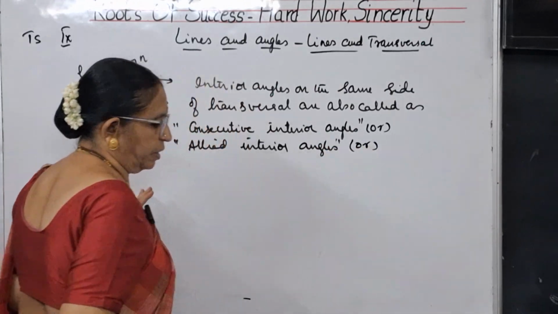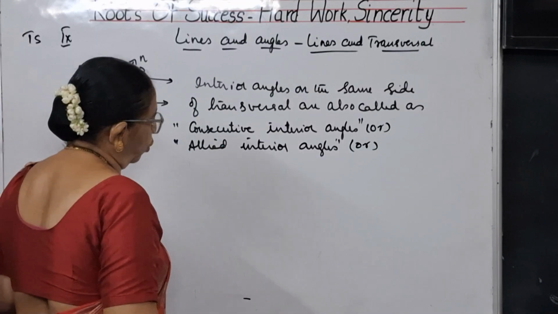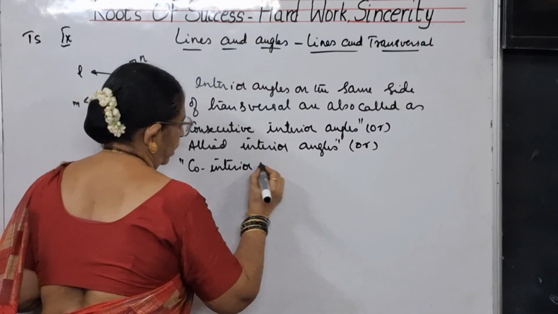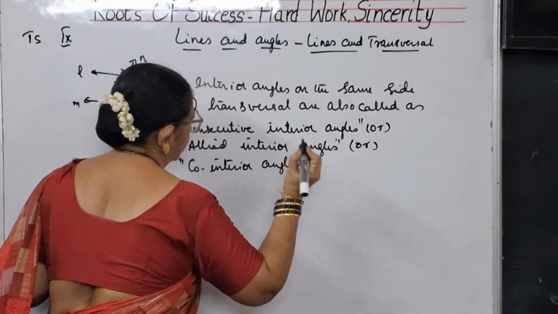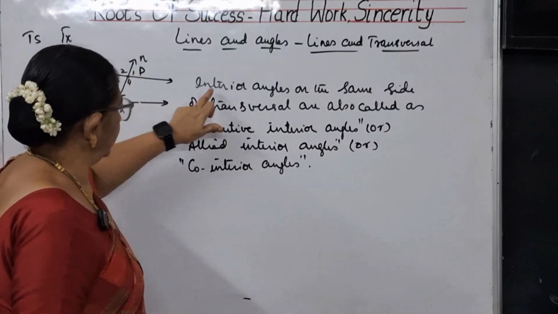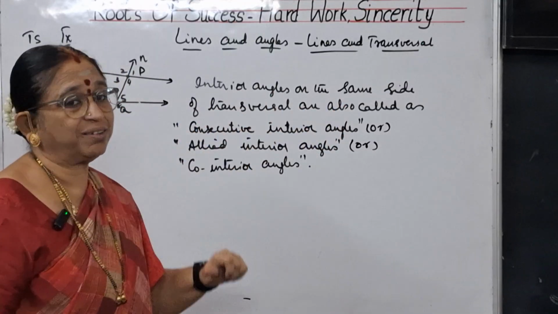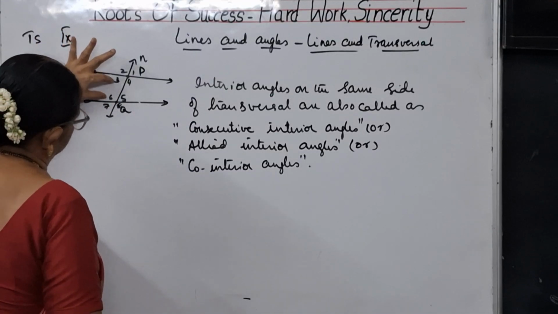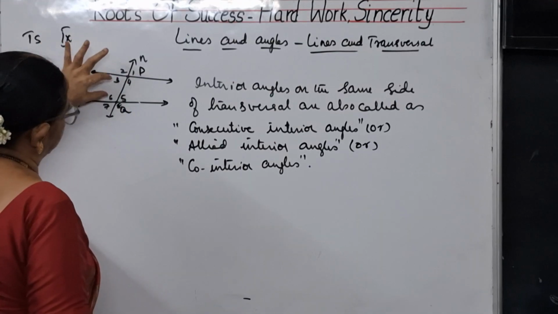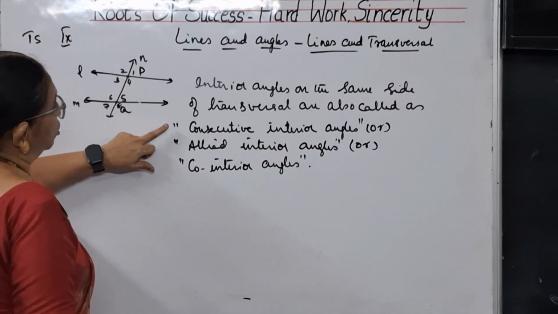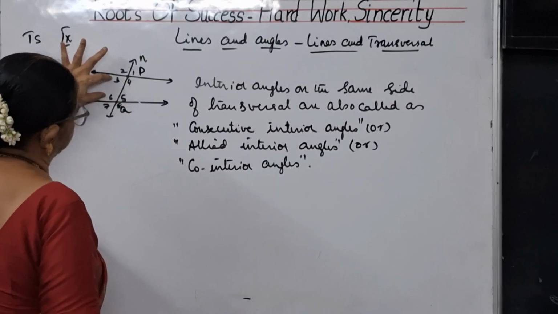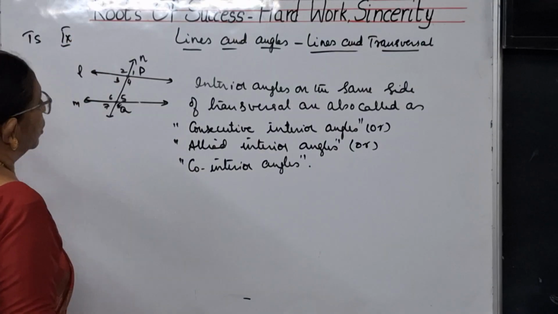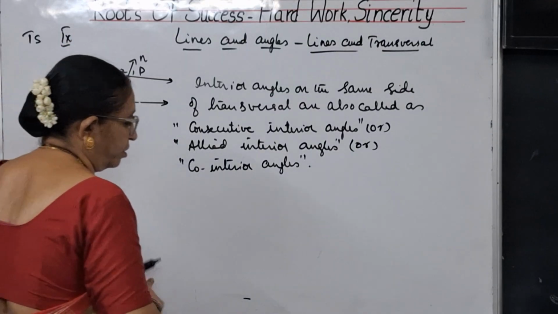Or these are also called co-interior angles. So these are the other names for interior angles on the same side of transversal. We will be calling interior angles on the same side of transversal, that is 3 and 6, 4 and 5, these are the two sets, also consecutive interior angles. Consecutive, immediate next. These are consecutive interior angles, or we call them allied interior angles or co-interior angles. Please copy this.